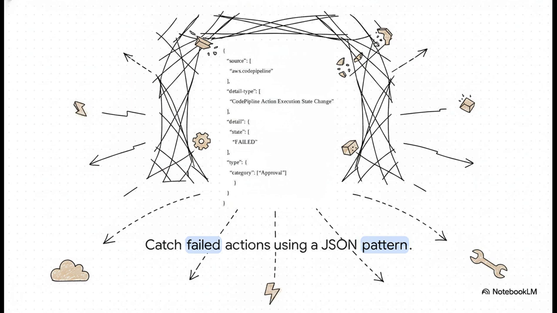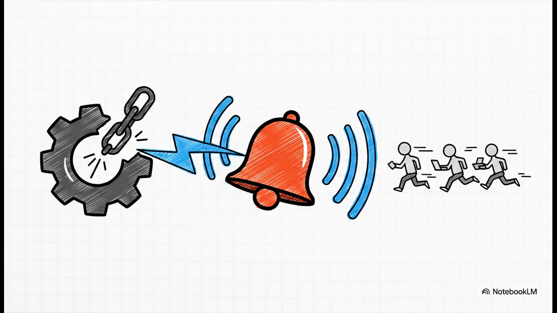It looks like a simple block of JSON, but it's incredibly powerful. This acts as an automated safety net to catch failed deploy and build actions across all of your CI/CD pipelines in real time. And why is catching that specific JSON failure state so critical for a DevOps team?